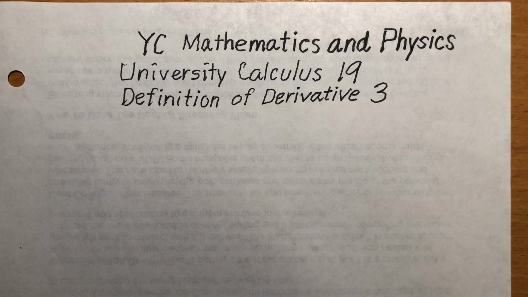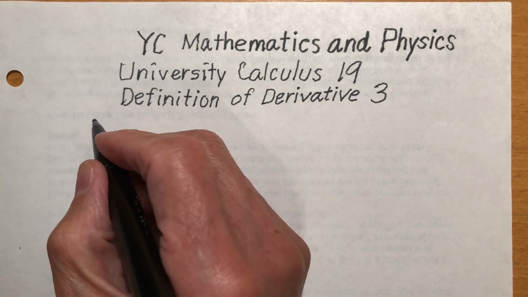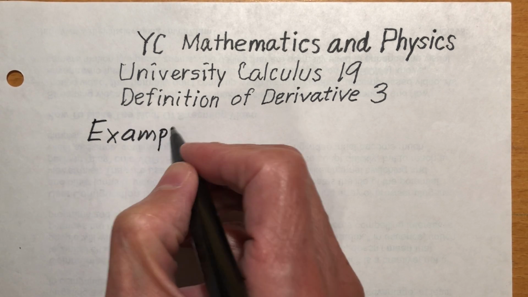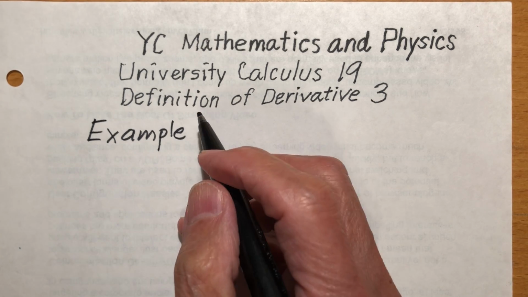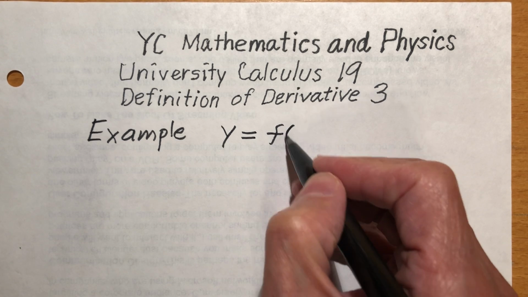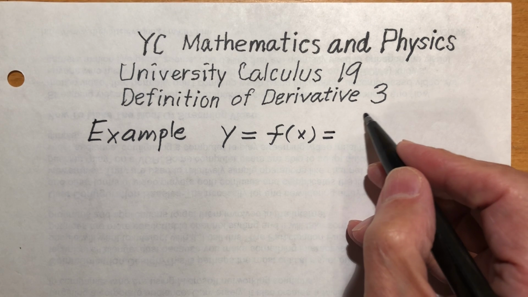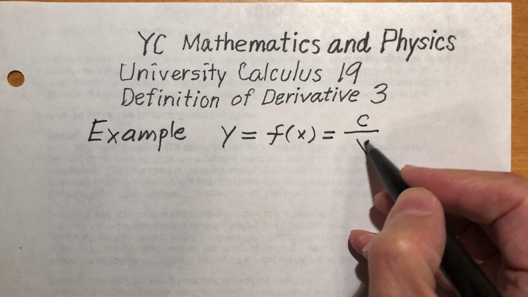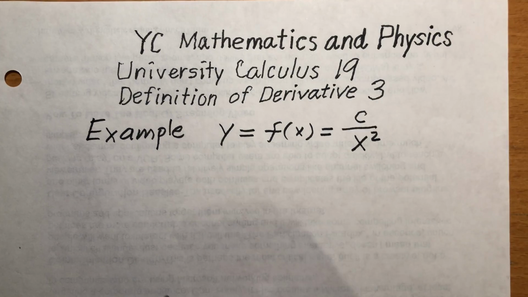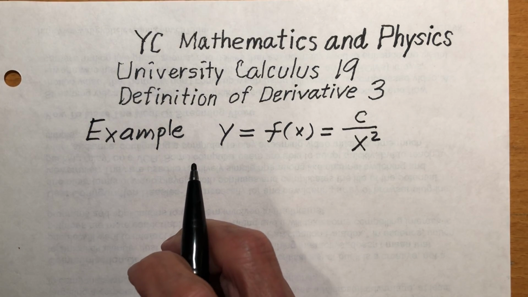We start with an example. y equals f of x equals c over x squared. Here, the c, of course, is a constant. So we use the definition of derivative.